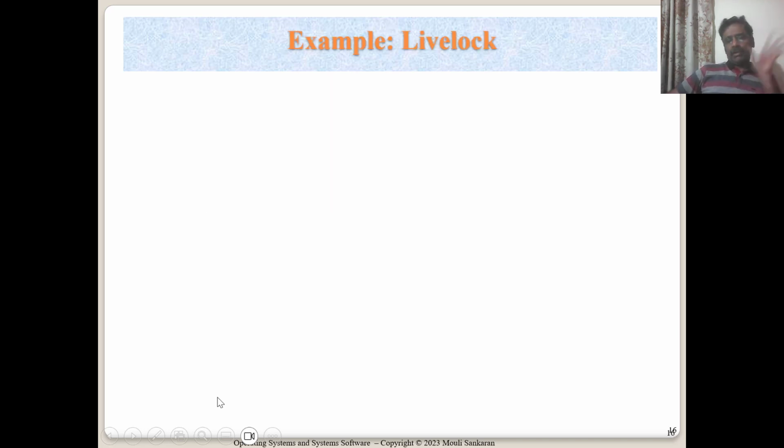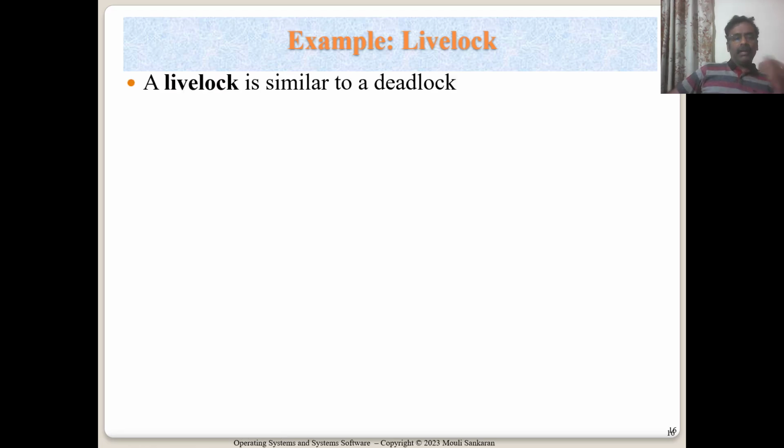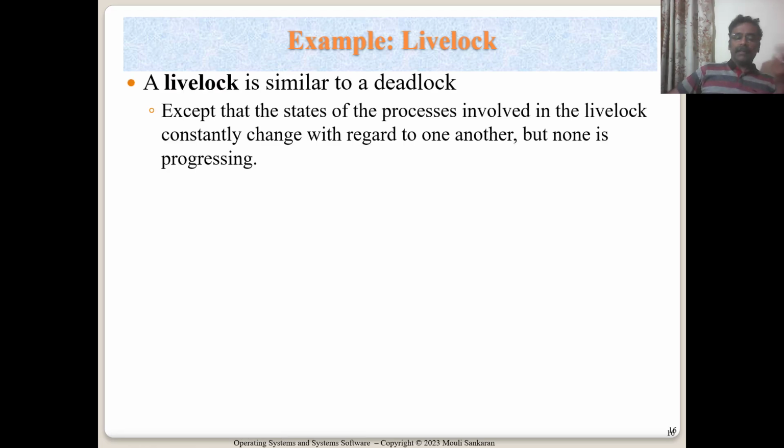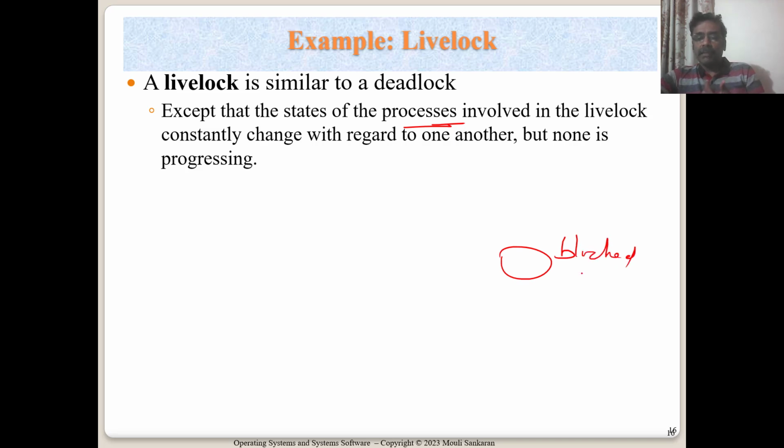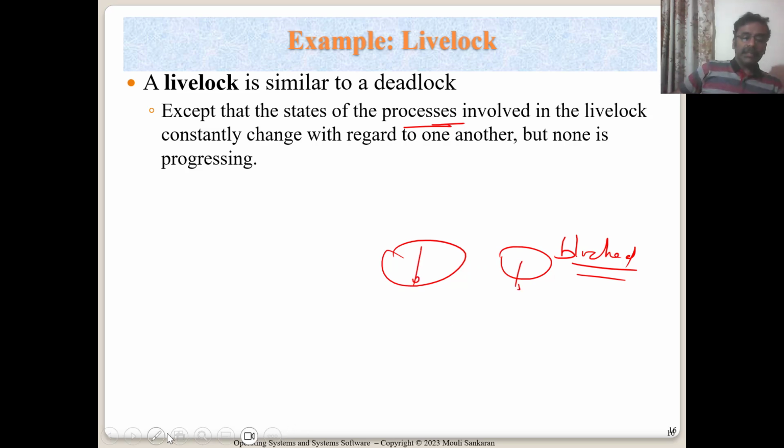Now, what is a livelock? You understood deadlock. Livelock is similar to deadlock, as I mentioned, with the example of a ball being passed between two players in a football match, except that the states of the processes involved in the livelock constantly change. In a deadlock situation, the processes are in a blocked state. They are waiting for some other resource to be released. They are not running. Whereas in a livelock, both processes are running but they are not making progress. So that's the situation of livelock.